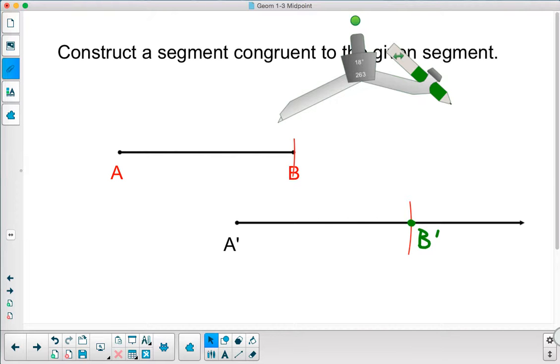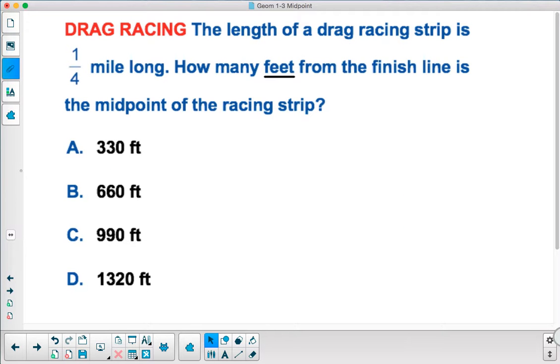So you should know 2 constructions today. You are constructing, actually 3, constructing a midpoint, a segment bisector, and then actually just a congruent segment. Those are some of the constructions that we use at various times through our course. Okay, let's go back to some more ideas related to midpoints.